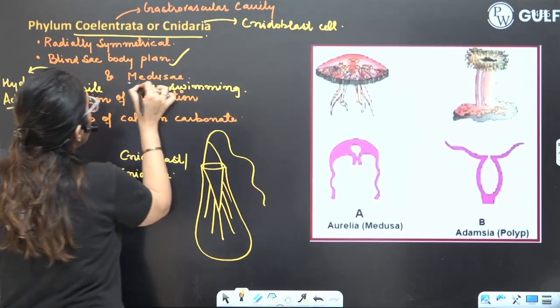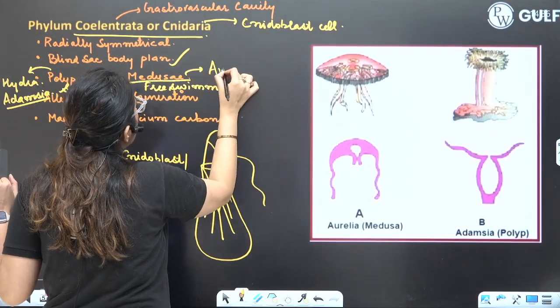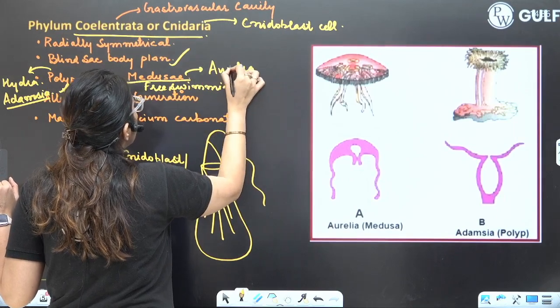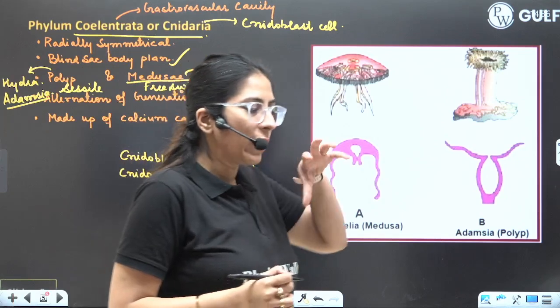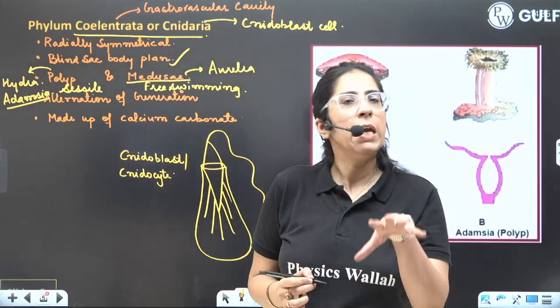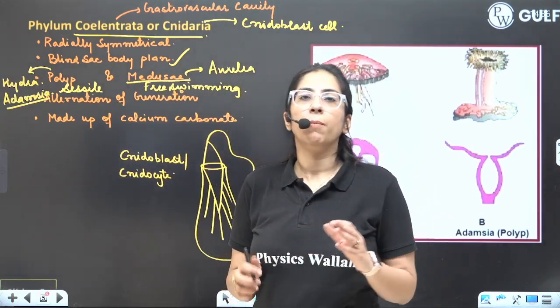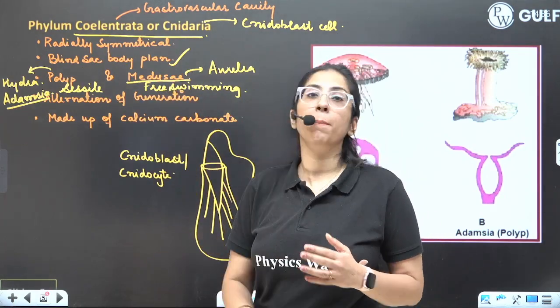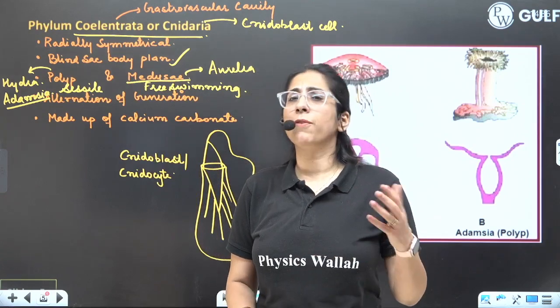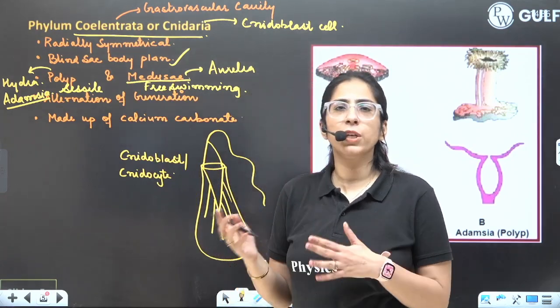Now, medusae are your Aurelia, jellyfish. Now, alternation of generation: some organisms show medusa in one generation, and in another generation they show the polyp form. So they alternate with each other. Polyp forms medusae by asexual reproduction. Medusae form polyp by sexual reproduction. So there is an alternation.